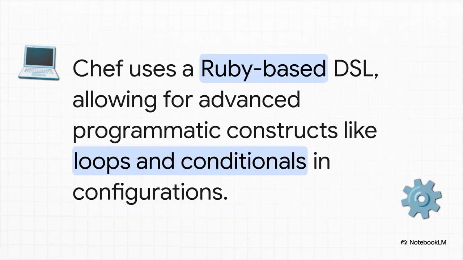So what's Chef's secret weapon? It's all in the language. It uses what's called a domain-specific language, or DSL, that's built on top of the full Ruby programming language. This means you can use real programming logic. We're talking loops, if-then statements, variables, right inside your configuration files. This unlocks a level of power and flexibility that simpler tools just can't touch.